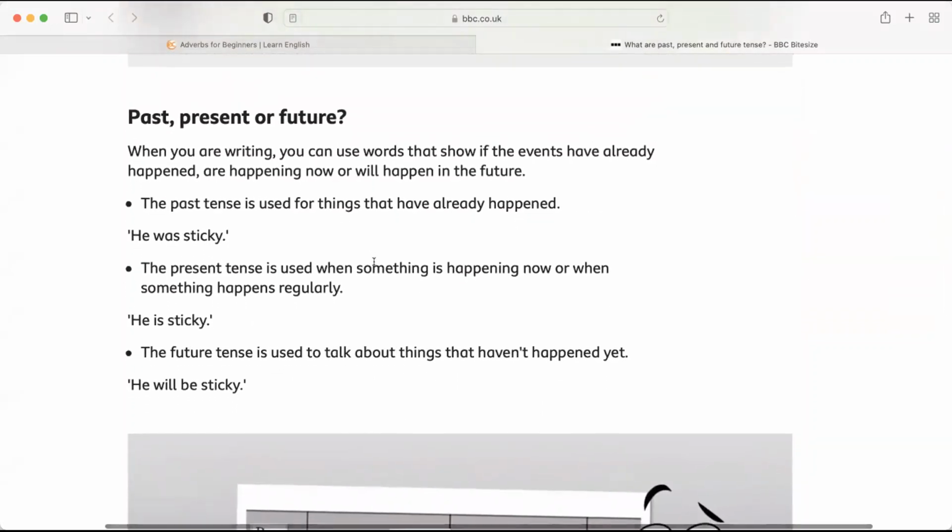Okay. So past tense is used for things that have already happened. So there's an example here. He was sticky. So he was is in the past tense. He was sticky. I know the example's not that great, but just for your own understanding.